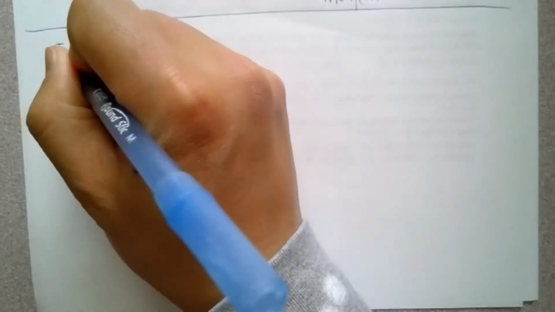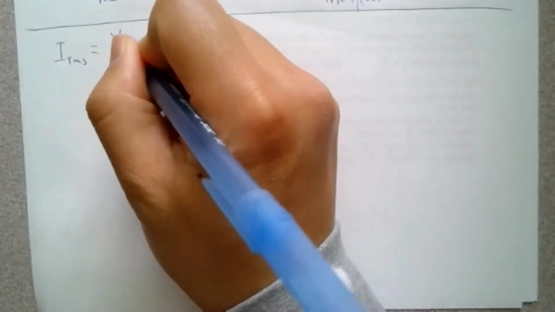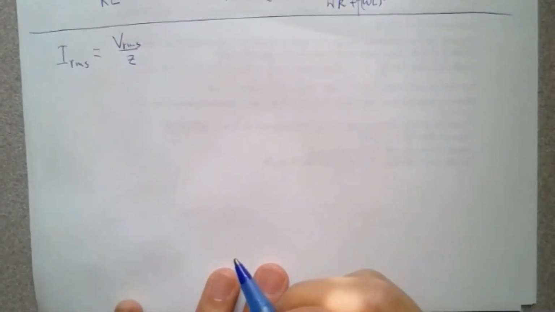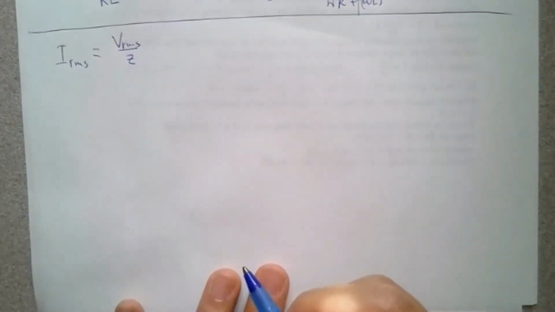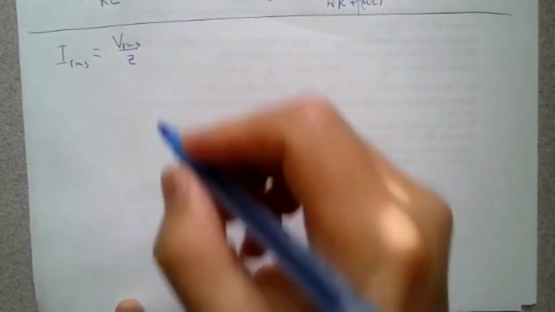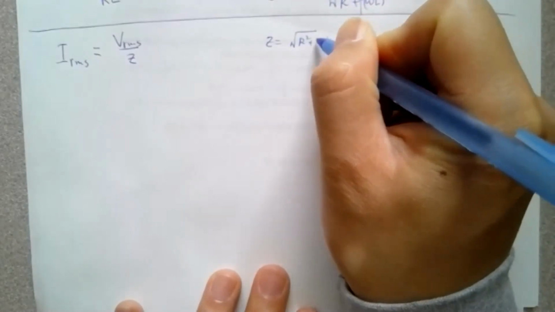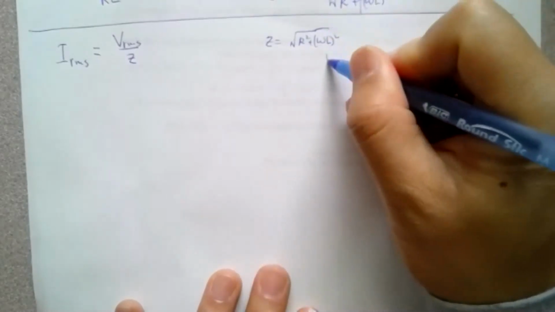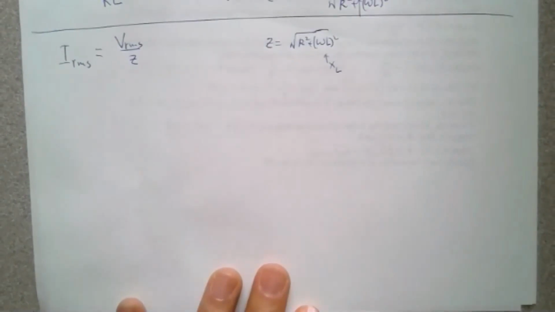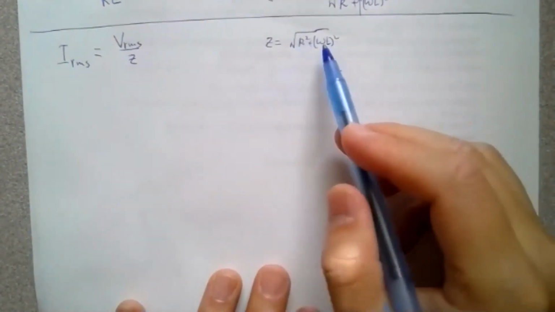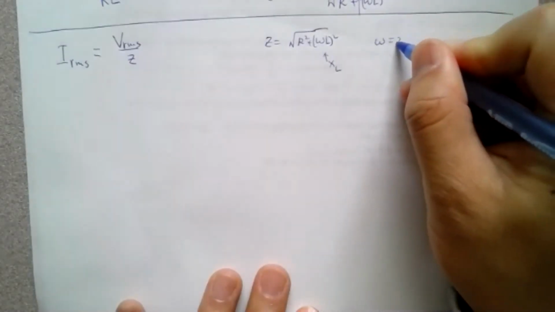All right, so let's see here. If you want to calculate IRMS, you'll be doing VRMS divided by Z, the impedance of this RL circuit. It tells you the IRMS, and it tells you the VRMS, so you can calculate Z from there. Z is also equal to the square root of R squared plus omega L squared, where this is XL, the reactance of the inductor. L is given, so you can calculate this, and the frequency is also given. Omega will be 2 pi times the frequency.